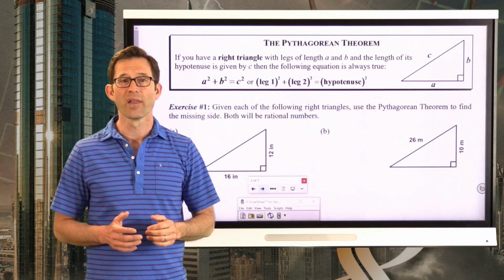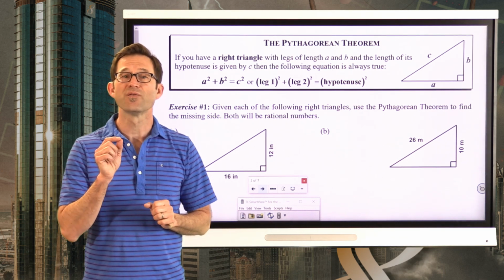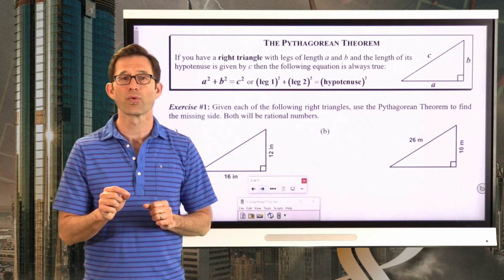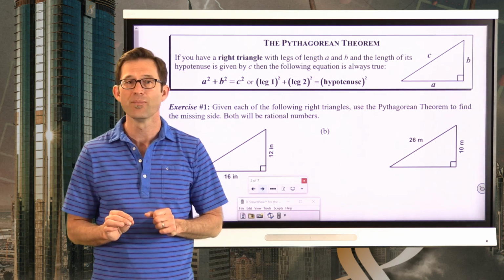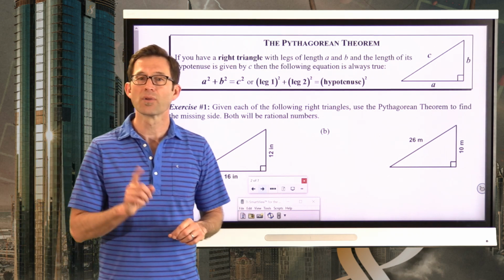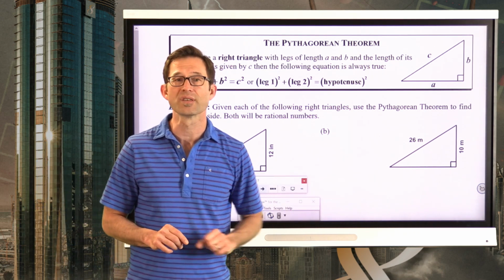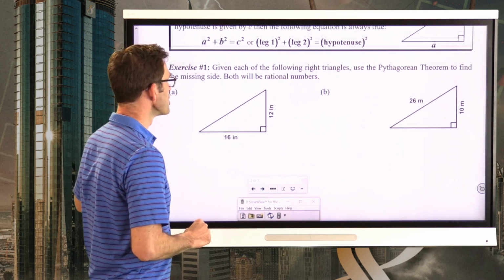Now, as we saw in the last lesson, what the Pythagorean Theorem allows us to do is find any missing side of a right triangle if we know the other two side lengths. Sometimes it's a little bit easier, like when we're missing a hypotenuse. Sometimes it's a little bit more difficult when we're missing a leg. But the Pythagorean Theorem can be used in both situations.